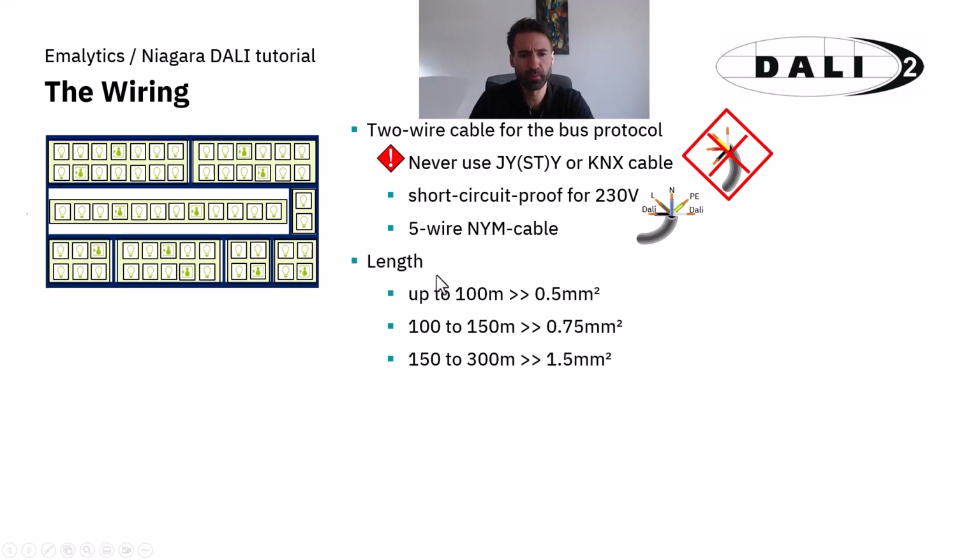Let us come to the length between the application controller and the control gears. We have a DALI standard, and in this standard the voltage and the current are defined. Based on that, we can calculate the length of the cables: for 0.5 square millimeters we have up to 100 meters, for 0.75 square millimeters we can go up to 150 meters, and for 1.5 square millimeters we can go up to 300 meters between the application controller and the control gears.